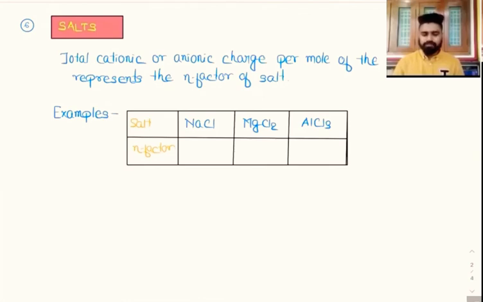So if you consider NaCl, NaCl is Na plus and Cl minus. Therefore, the n factor will be 1. If you consider MgCl2, it is Mg 2 plus and Cl minus. So 2 Cl minus are there. So total 2 negative charge or 2 positive charge. The n factor is 2. In case of AlCl3, it is Al 3 plus and 3 Cl minus. Cl will make it as minus 3. Therefore, the n factor is 3.